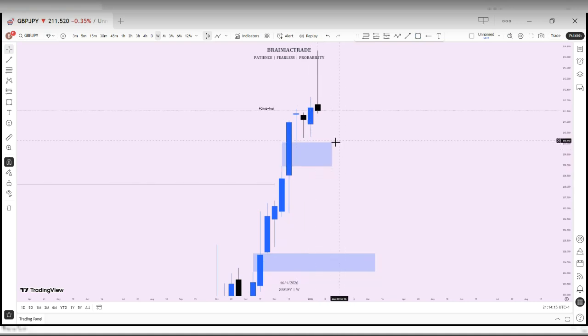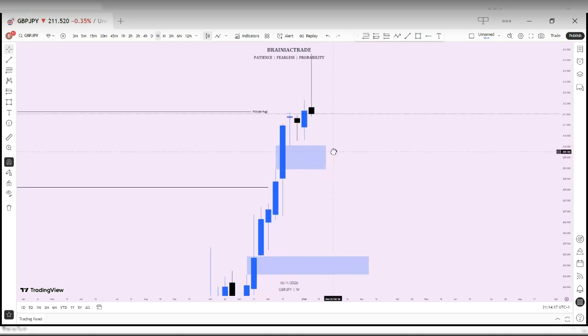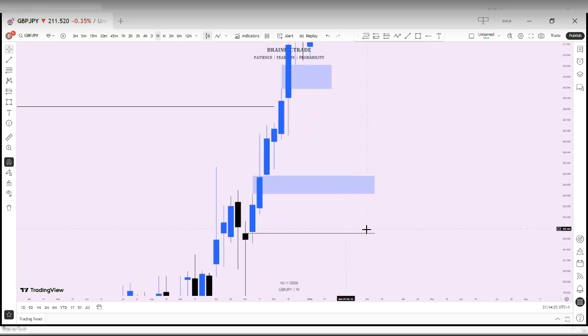If the seller is still in control, you still continue another sell down to this one. See what will happen for here. Down to this one. See what will happen for here. So that's just how you trade it.